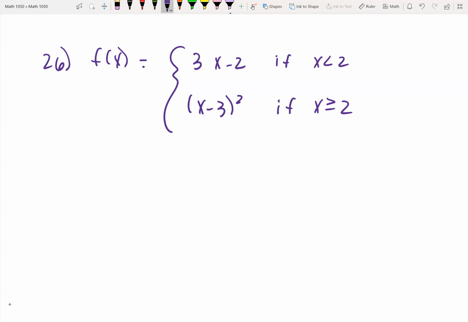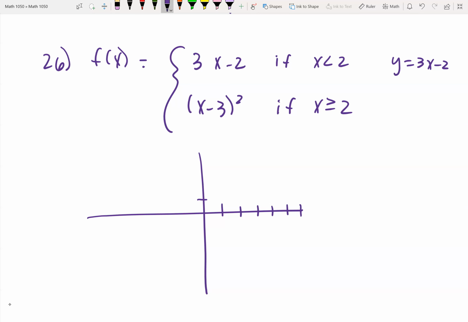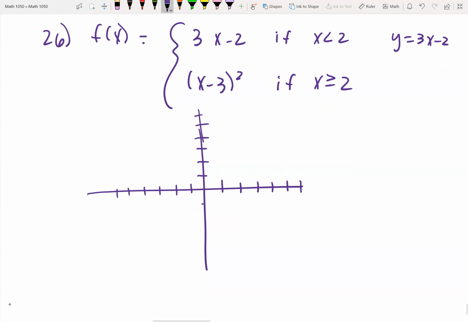Okay, so there's your piecewise function. I'm just going to go ahead and graph it. So this first one is y equals 3x minus 2. Okay, so I'm going to go down 2 and make a dot. And then I'm going to go up 3 and right 1, up 3 and right 1, down 3 and left 1. And there is that graph right there.